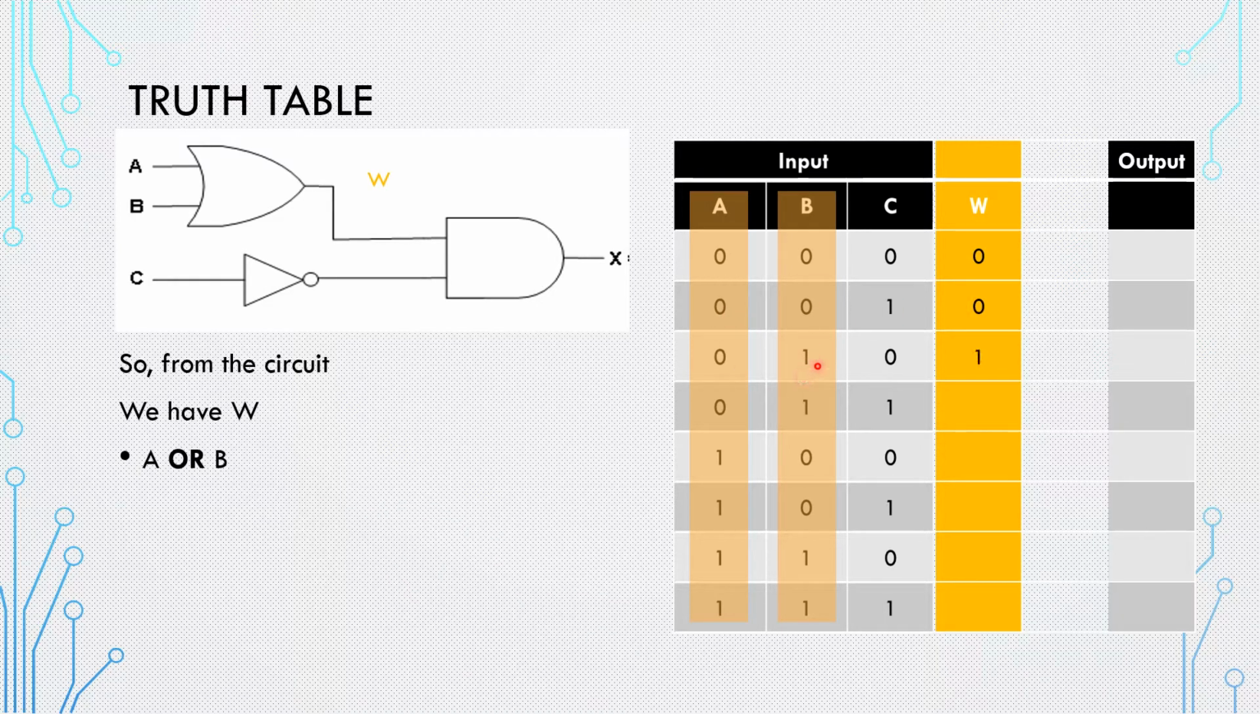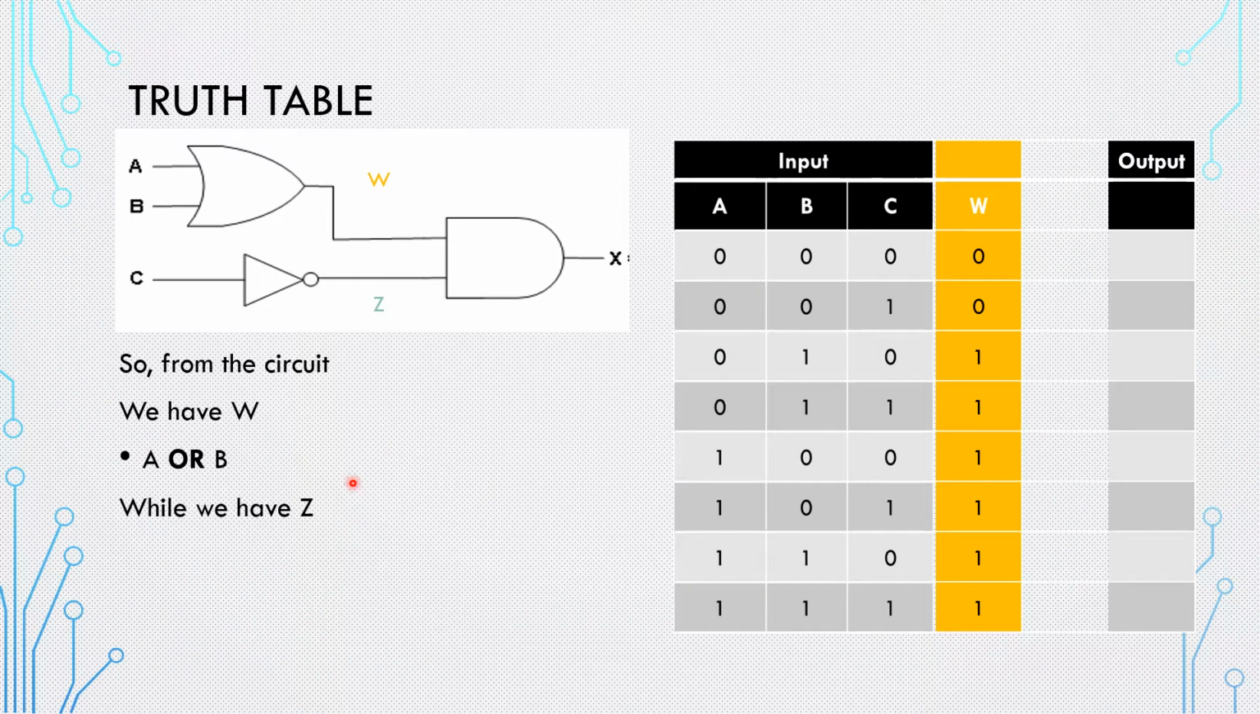So we have 1 here, 1. We have 1 here, 1. We have 1 here, 1, 1, and it's going to be 1. So this is what we did for W. I do an OR operation between A and B. I don't care what happened for C. I only look at columns A and B, and do the OR operation.